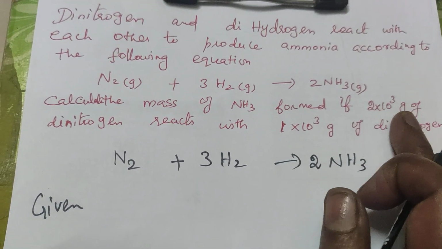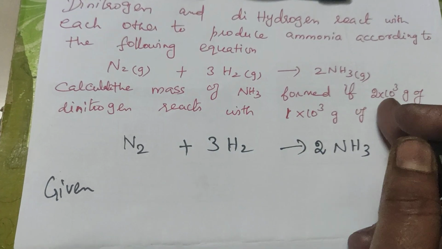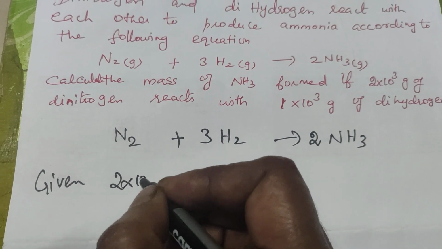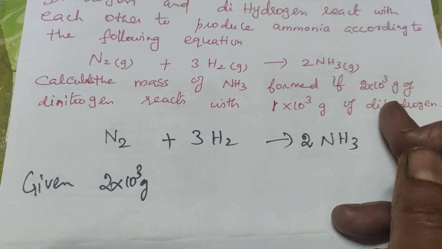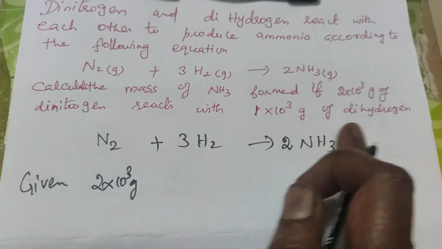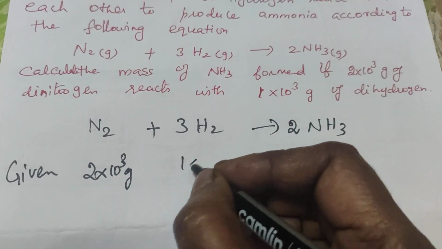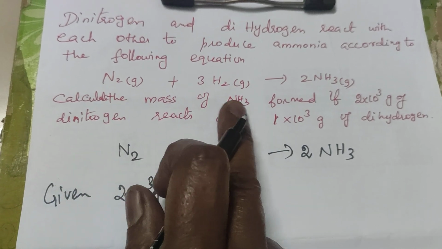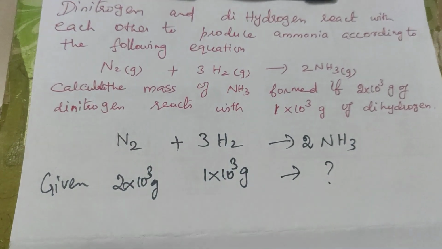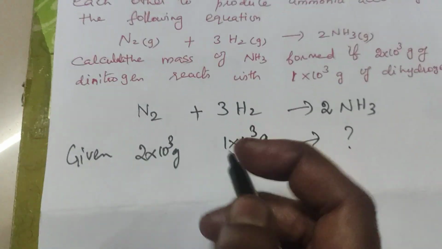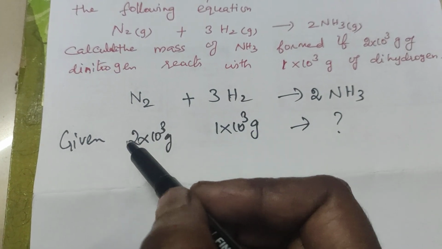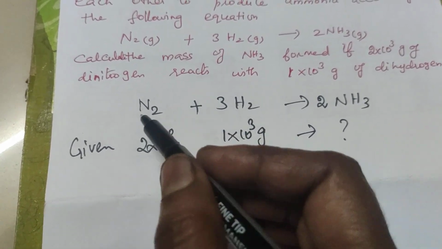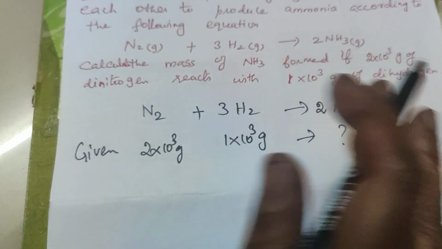you are given the mass of nitrogen. Mass of nitrogen is 2 × 10^3 grams. Similarly, you are given the mass of hydrogen, that is 1 × 10^3 grams. You are asked to find out the mass of ammonia. So this is a question mark. Firstly, you have to remember all the reactants which are taken in the reaction vessel will not undergo reaction.